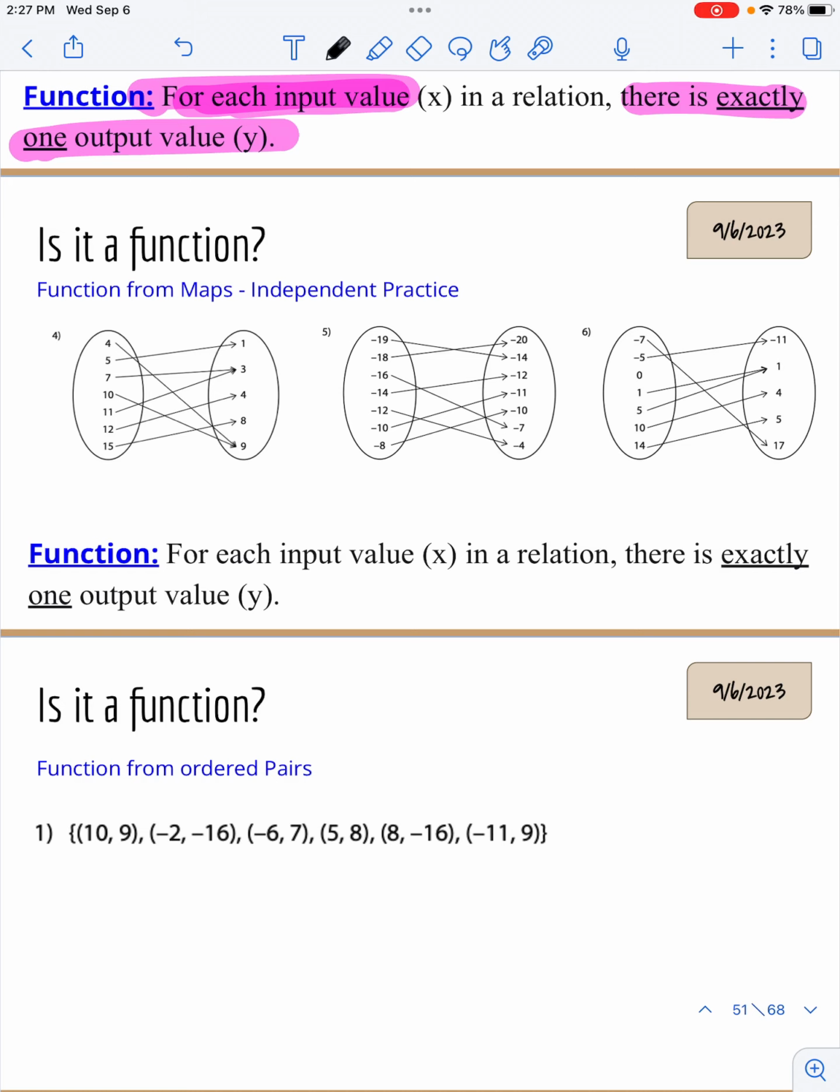And just like the other examples, we are checking all the inputs. So we're checking all the inputs to see if anything repeats. So we don't care, and I want to emphasize, we don't care if the outputs repeat. We only care if the inputs repeat, and then we check our outputs. So if we check our inputs, I see 10, -2, -6, 5, 8, -11. Nothing repeats, so therefore this is a function.